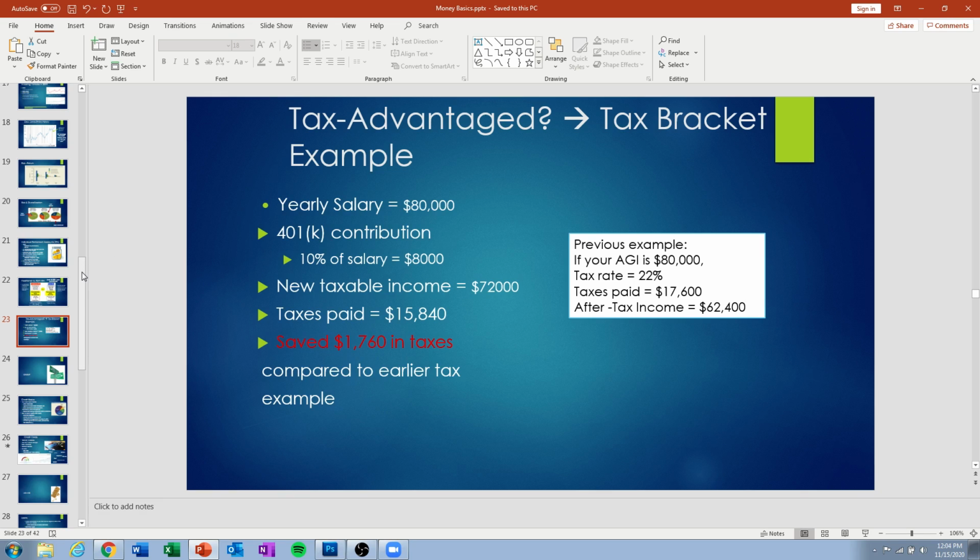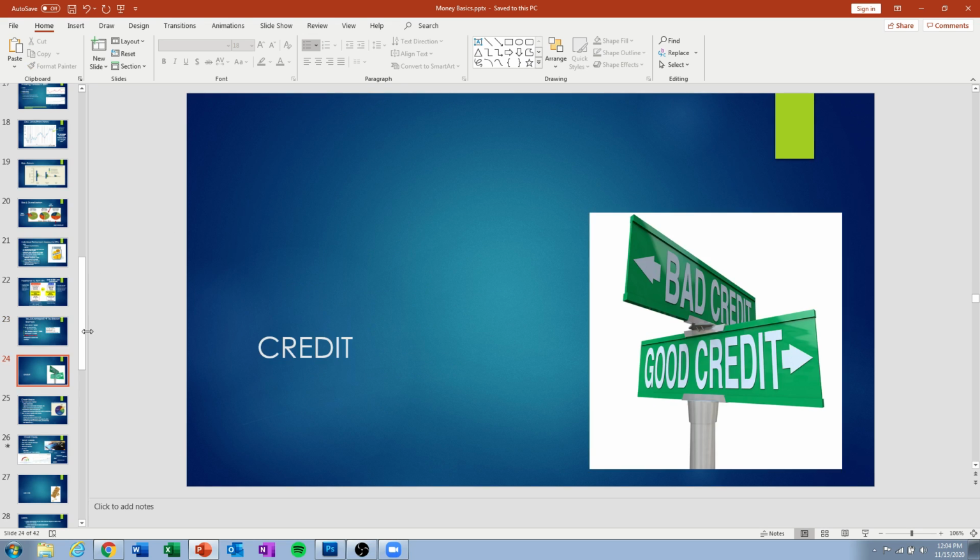So essentially, a 401k is another retirement investment vehicle. Here's another example, and this is how with 401ks, you can contribute pre-tax. Say your yearly salary is 80,000, and you want to contribute 10% of your salary every year to your 401k. That would be $8,000. So instead of your taxable income being $80,000, it would now be $72,000. With that same 22% tax rate we talked about earlier, your taxes paid are now $15,840 as opposed to $17,600. So you would save money that would otherwise go to taxes. That's an important thing to note, and I'm taking advantage of that with my 401k.